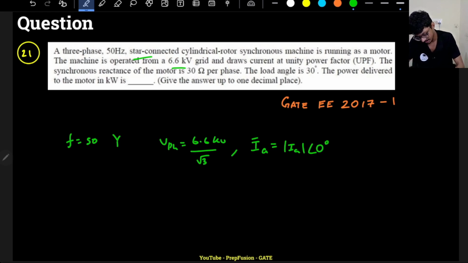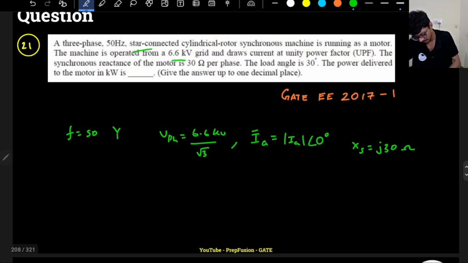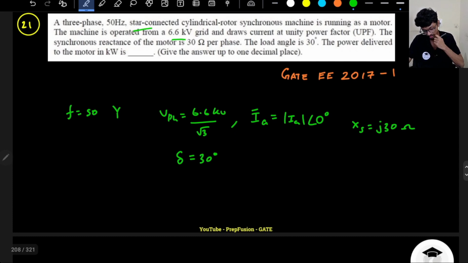The synchronous reactance of the motor XS is j30 ohms per phase. The load angle delta is 30 degrees, that is given to us. The power delivered to the motor in kilowatts. What will be the power delivered? It is very simple.